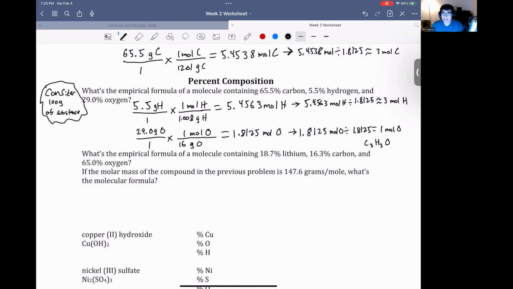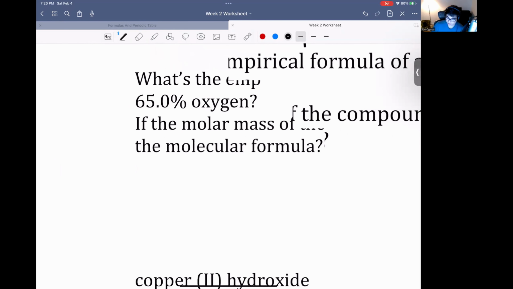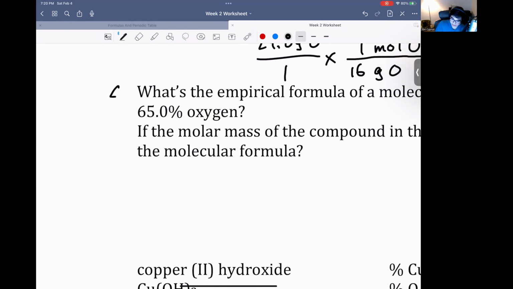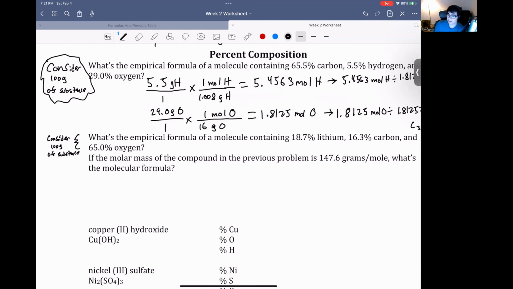All right, next it says, what is the empirical formula of a molecule containing 18.7% lithium, 16.3% carbon, and 65% oxygen? We're just going to do the same thing here. We're going to consider 100 grams of substance or of compound, and then just convert all of these to moles.